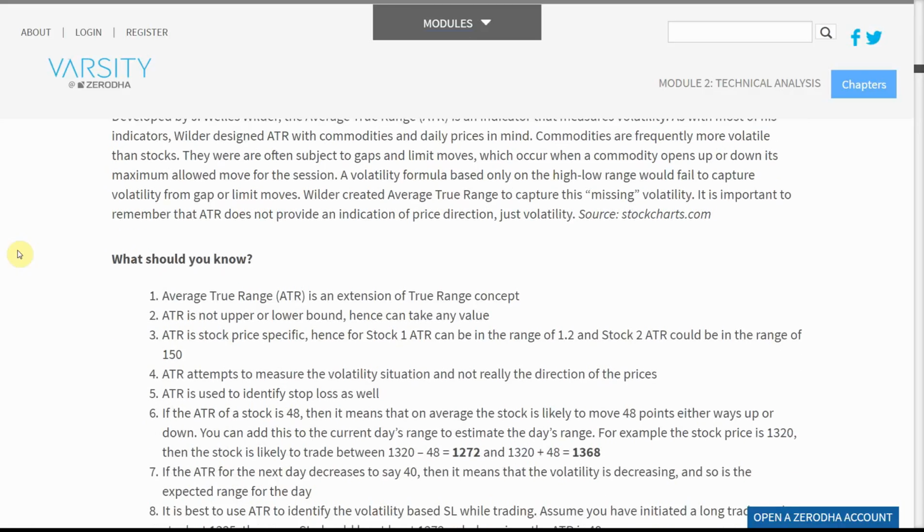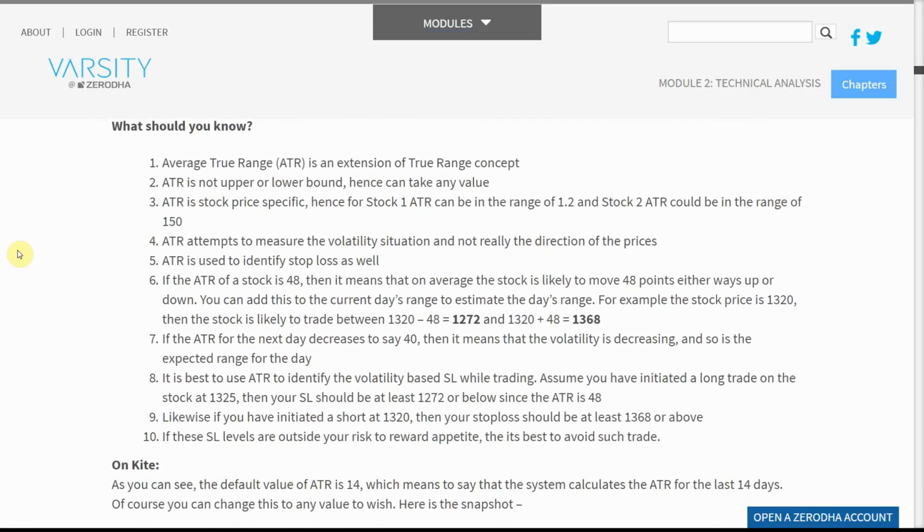Average true range (ATR) is an extension of the true range concept. ATR is not upper or lower bound, hence can take any value. ATR is stock price specific. Hence, for stock 1 ATR can be in the range of 1.2 and stock 2 ATR could be in the range of 150. ATR attempts to measure the volatility situation and not really the direction of the prices. ATR is used to identify stop loss as well. If the ATR of a stock is 48, then it means that on average the stock is likely to move 48 points either way, up or down. You can add this to the current day's range to estimate the day's range.